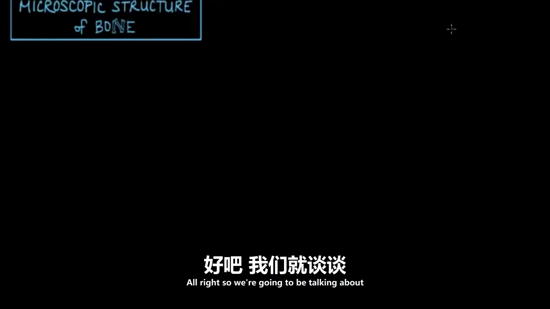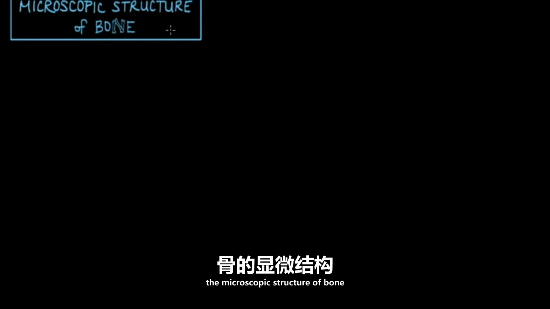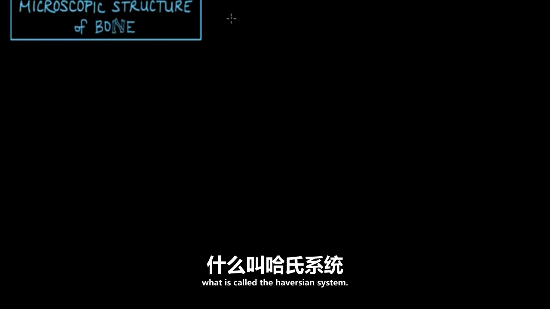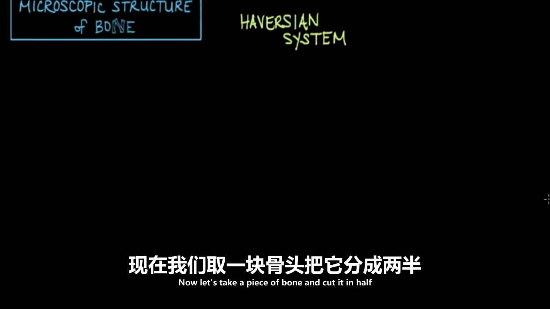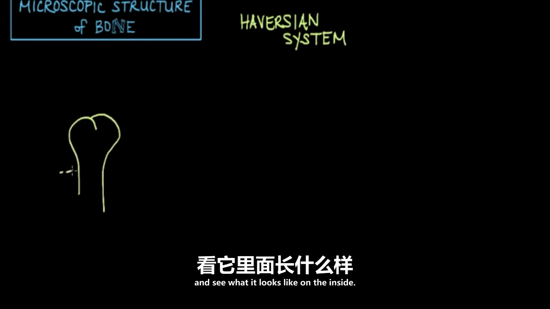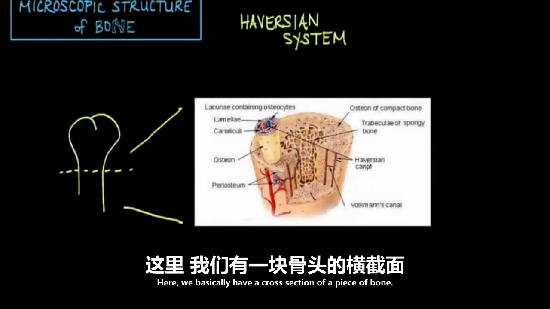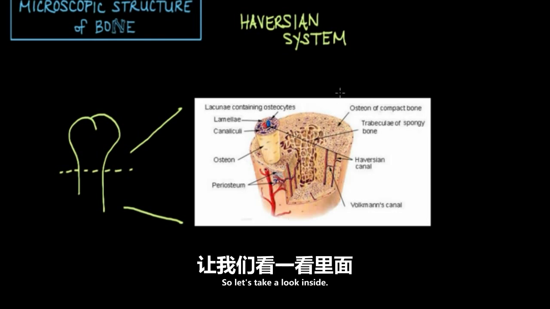Alright, so we're going to be talking about the microscopic structure of bone, and in particular we're going to be talking about what is called the Haversian System. Now let's take a piece of bone and cut it in half and see what it looks like on the inside. And here we basically have a cross-section of a piece of bone. So let's take a look inside.